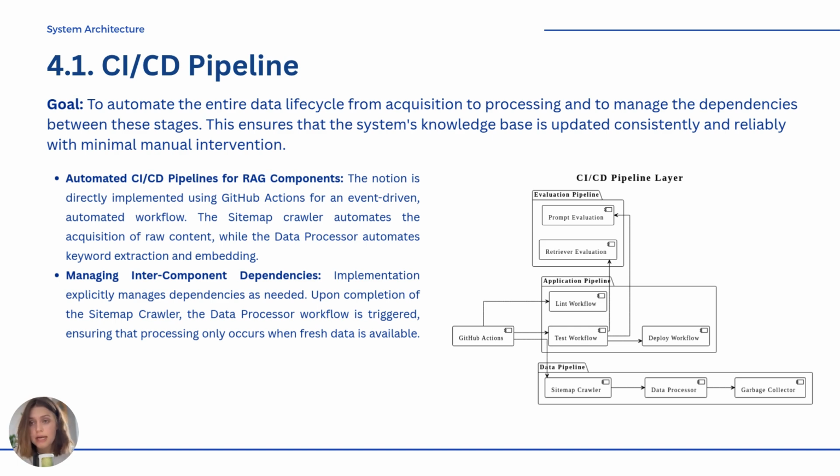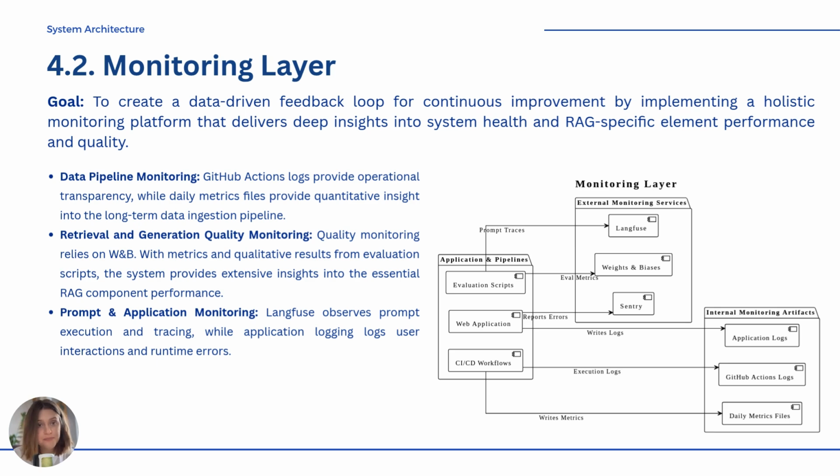So first of all, the CI/CD pipeline that automates the entire lifecycle of our RAG system from data acquisition to evaluation using GitHub Actions. It has three main pipelines: the data pipeline that we discussed already, with the data processor and garbage collector. We have the application pipeline that handles linting, testing, and deployment. The evaluation pipeline runs prompts and retriever evaluations to ensure updates maintain quality. And dependency management ensures components run only when they are needed, keeping the pipeline event-driven, synchronized, and low maintenance.